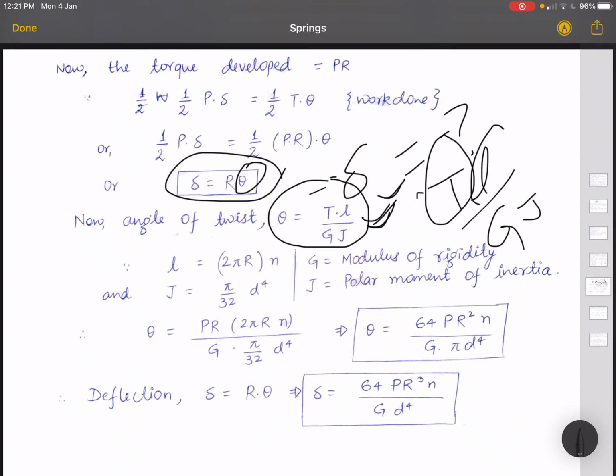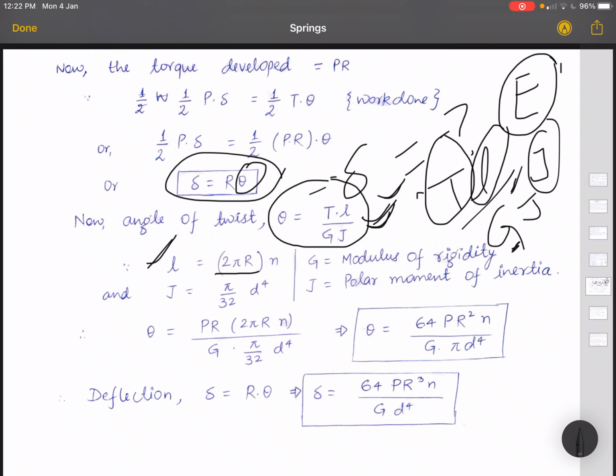L is the total length. G is the modulus of rigidity, not elasticity. Elasticity was E, here it is G. G is the modulus of rigidity. When shearing force is there, shearing stress there, then it will come into picture. J is the polar moment of inertia. This we have studied.